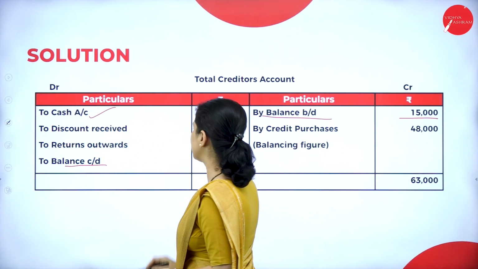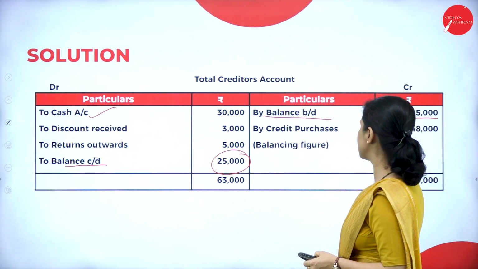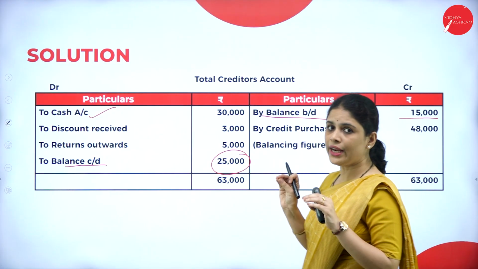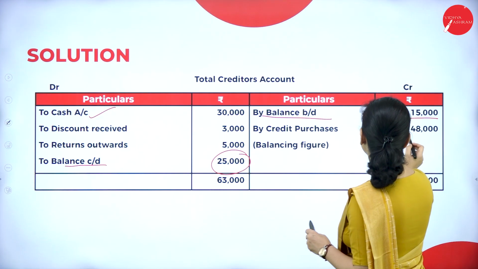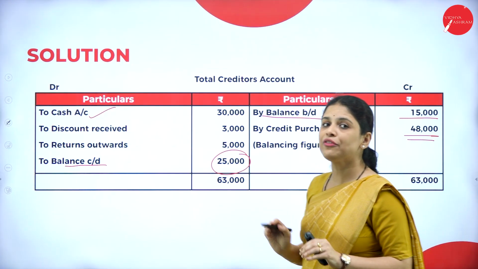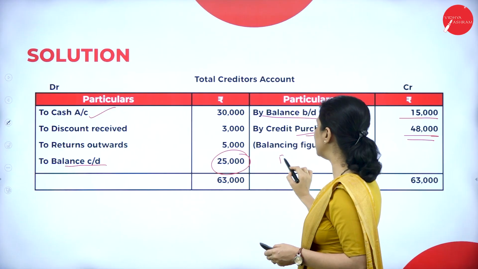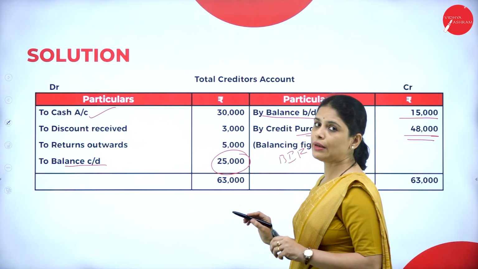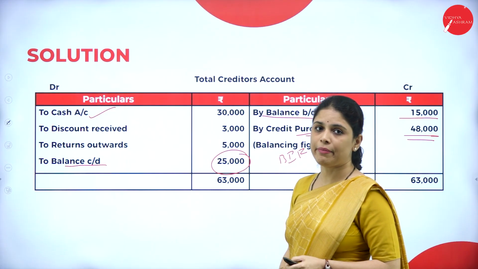Return outwards 5,000. So now we have to total it. What is the total? 63,000. When we deduct this 15,000 from that, how much will we get? We will get 48,000. That 48,000 is the credit purchase. This is the balancing figure. So why do we prepare the total creditors account? Just to find out the credit purchases.